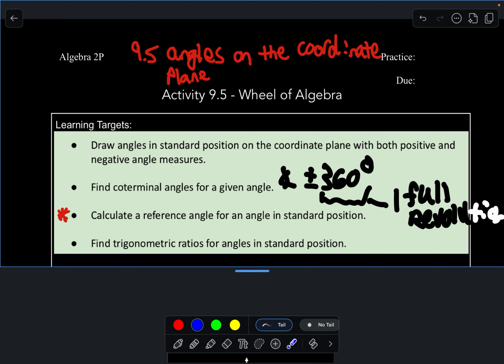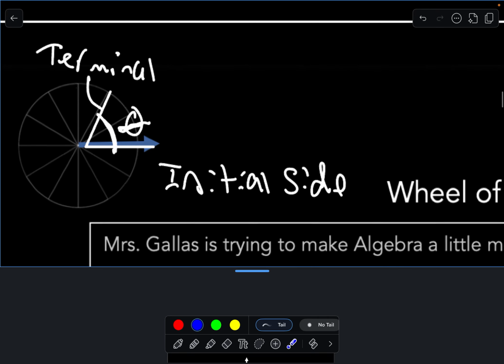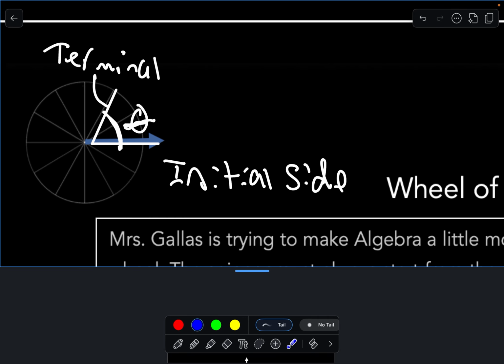Then we're going to learn how to calculate a reference angle for an angle in standard position, which is the acute angle between the x-axis and the terminal side of the angle. And then after all that, we're going to find how to calculate trigonometric ratios for angles in standard position. So here we go. Basically, that's an angle in standard position.